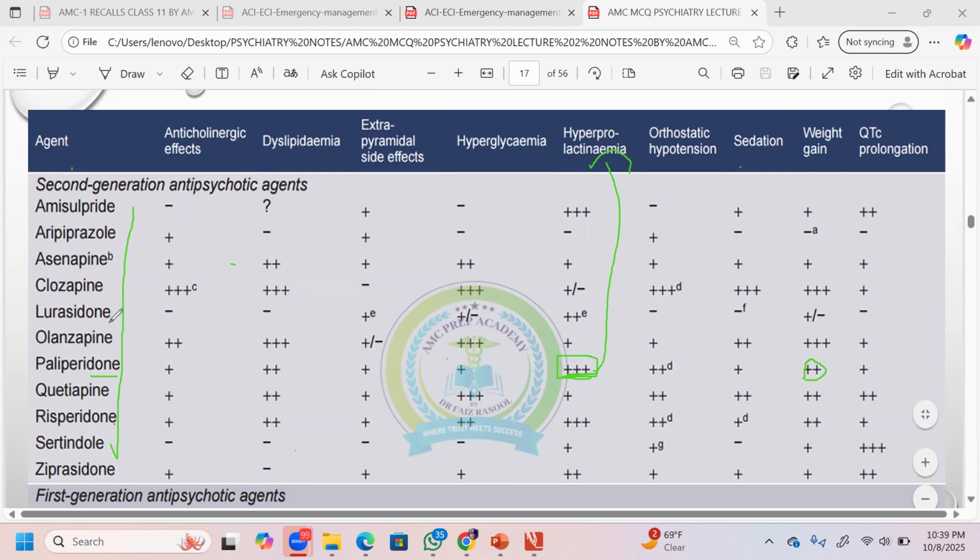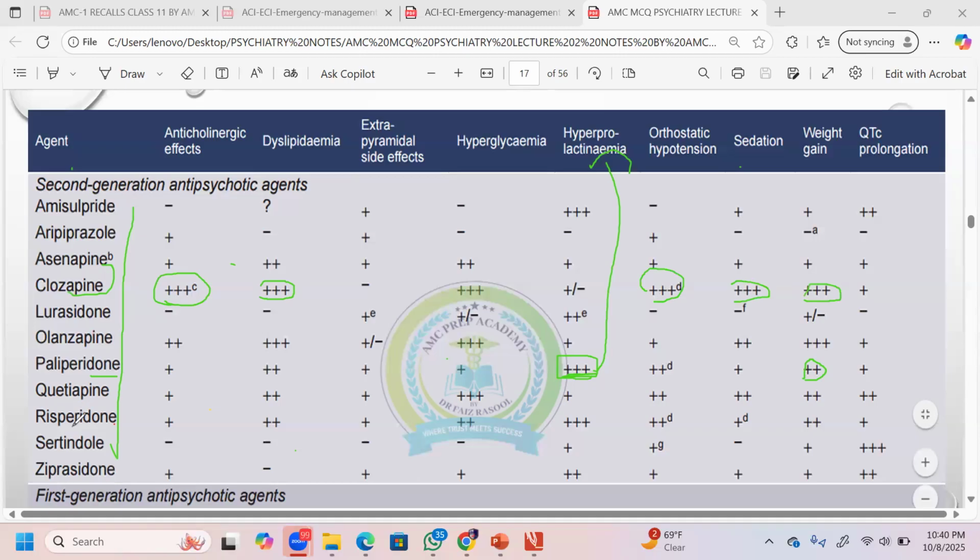Second, you have to memorize clozapine as well. Clozapine side effects like anticholinergic side effect +3, and the patient complains of dyslipidemia as well as hypotension, weight gain, and sedation as well. So these are the side effects of clozapine.